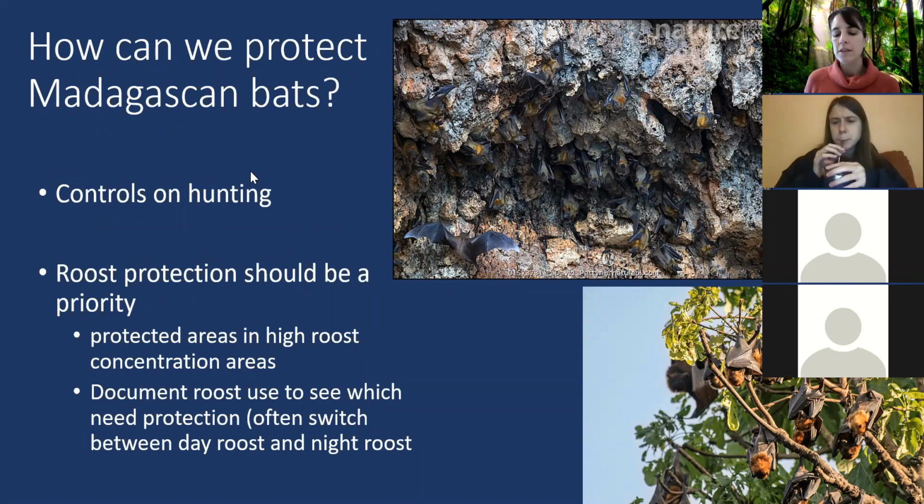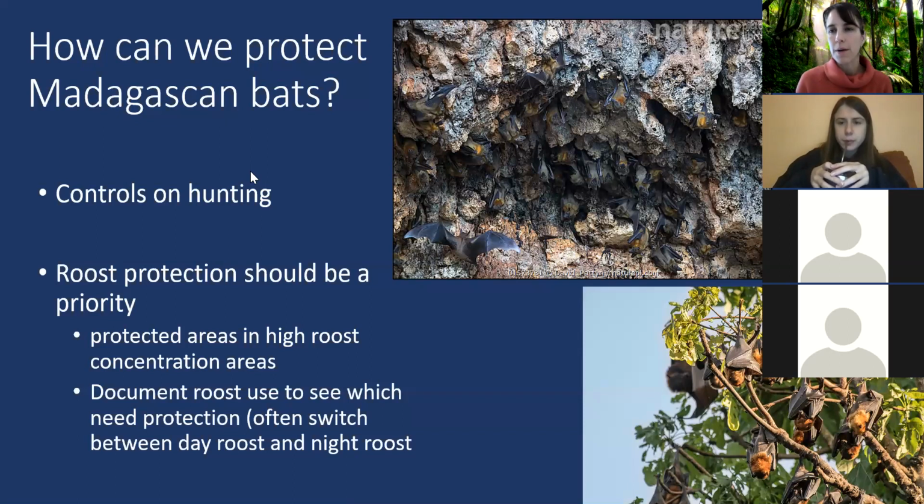But when you're looking at your workshop maps, you might think about there's some sites that are marked that have documented hunting happening at them. So you might decide that makes it a higher priority for protection, or you might decide it makes it a lower priority because you know what? People are always going to be hunting here. We're not going to be able to stop them. We might as well not protect this site. It's your decision. But roost protection should definitely be a priority.